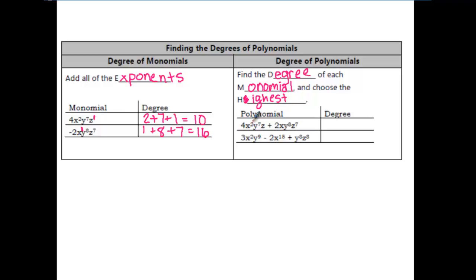So here I see I have 2 plus 7 plus 1, that was 10. 1 plus 8 was 9, plus 7 is 16. So the higher of these two numbers is 16. So the degree of the polynomial is 16. If I look at this one down here, I have 2 plus 9, that's 11. I'm just going to write that below. 15 and then 8 plus 8 is 16, so the degree of this one would be 16 as well.